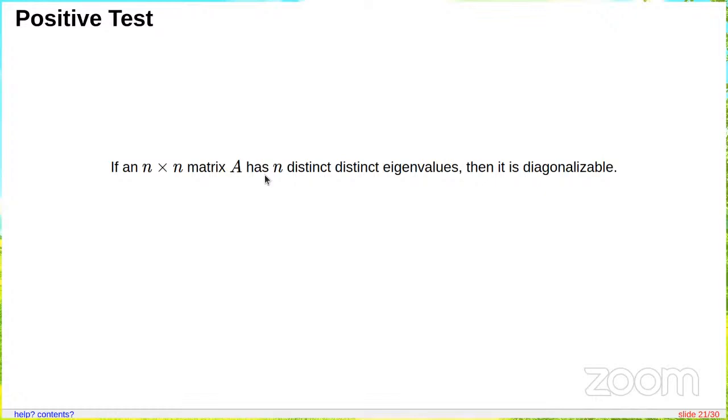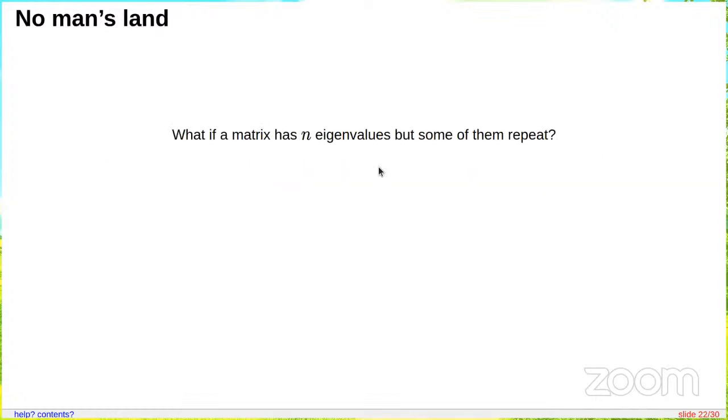Okay, so what if there are not these n distinct eigenvalues? Then from the negative test, what do we know? If we don't have n eigenvalues, then it is not diagonalizable. But there is this third case, right? That there are n eigenvalues, but some of them repeat. So this is the third case.